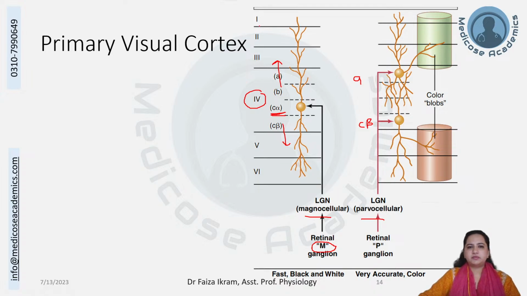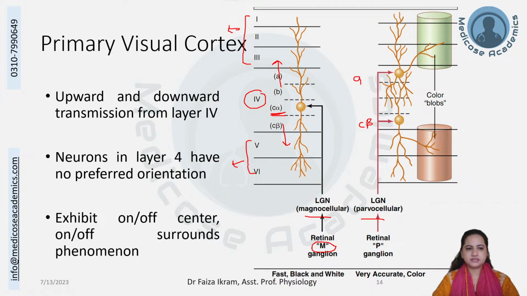Later on, the message from the visual cortex leaves via layer 1, 2, and 3 to the nearby areas, and layer 5 and 6 to the areas away from the visual cortex.